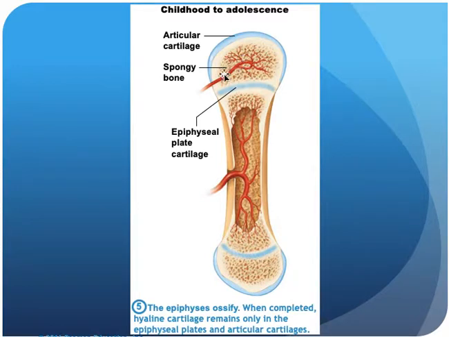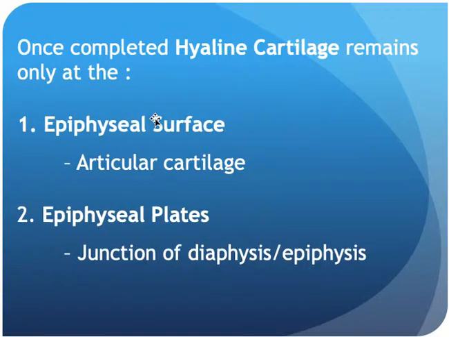I'm still going to have cartilage on the ends, and I'm still going to have cartilage at that epiphyseal plate where I can continue to lengthen the bone. Okay, so once completed, hyaline cartilage remains in 2 spots. It's on the epiphyseal surface. That's because this is where our joints are forming, so this is our articular cartilage. And then we're going to keep that cartilage on the epiphyseal plates, which is the junction of the diaphysis and the epiphysis, and this is where those bones are going to continue to lengthen from.